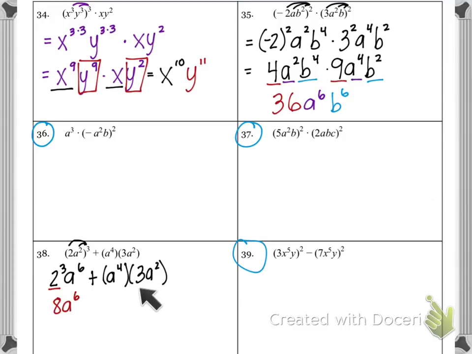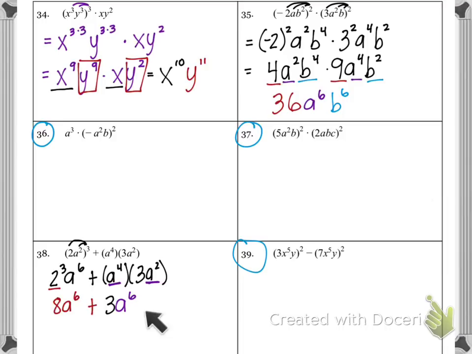a to the 4th times 3a squared. Remember, I add those in. When it's just multiplication and it's not being raised to a power, I add. Okay, so 4 plus 2 here is going to be 3a to the 6th.